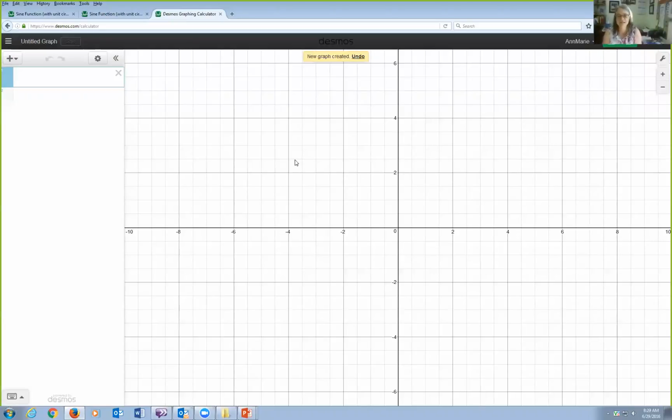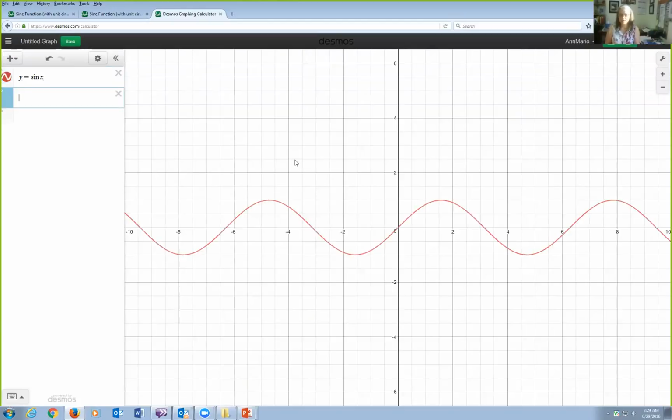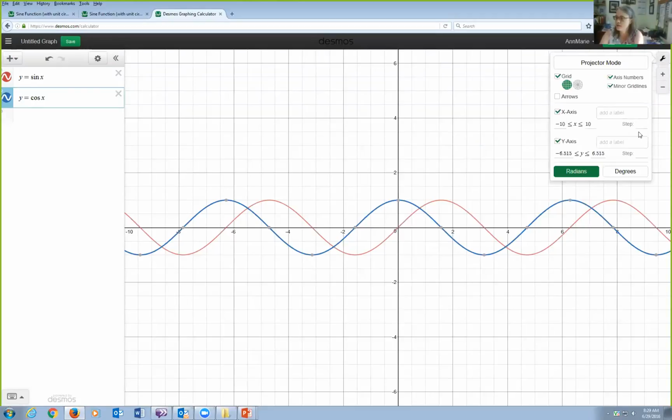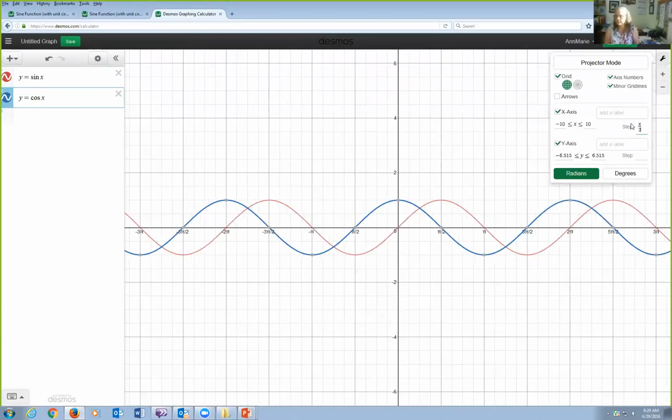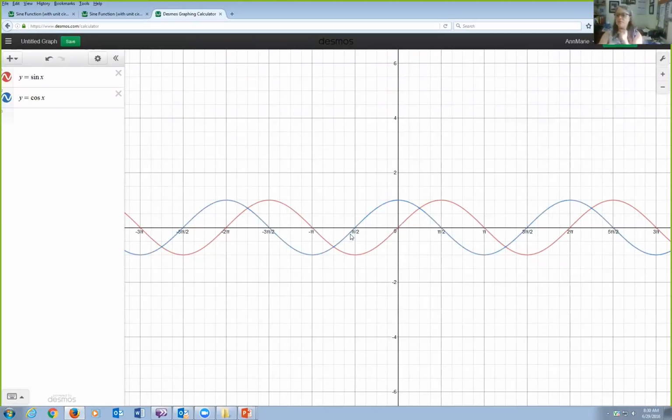Okay, so we just looked at sine. So let's look at y equals sine x. And now let's look at y equals cosine x. And I'm going to change the units on my x-axis so that we've got our usual radian units. Okay, what do we see? Now remember, the red one is sine, the blue one is cosine.